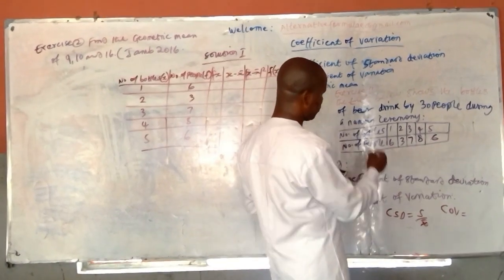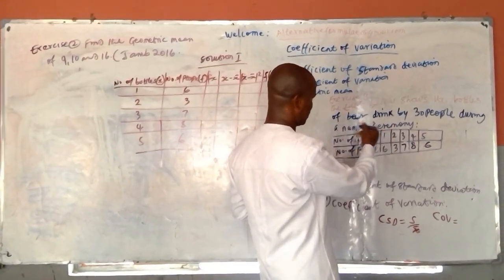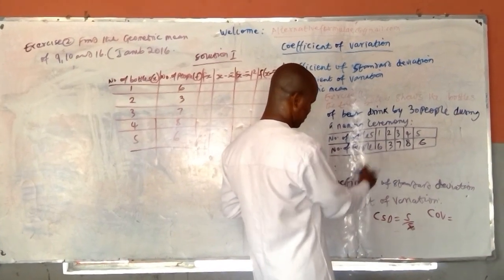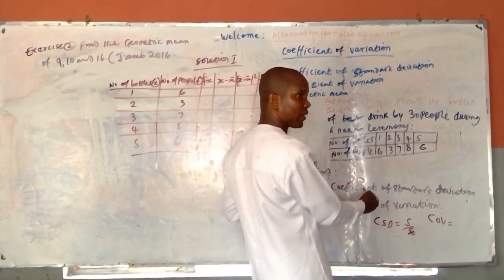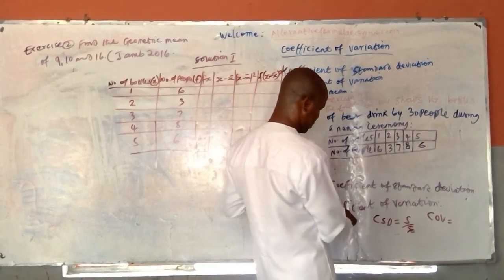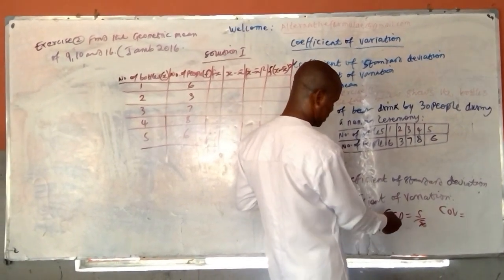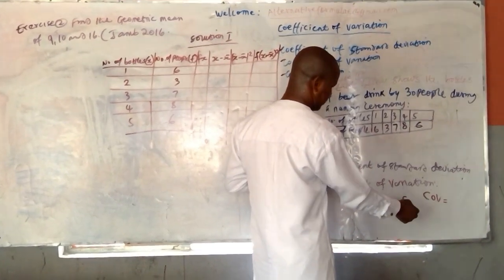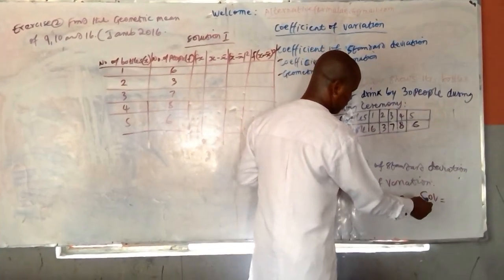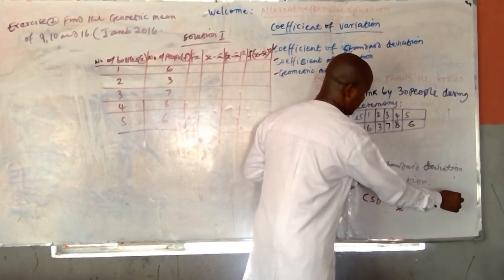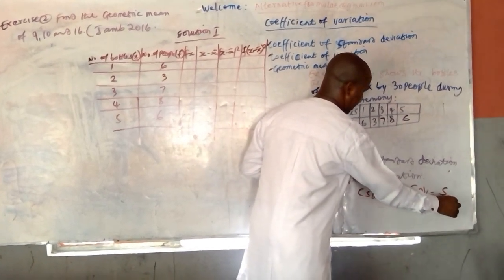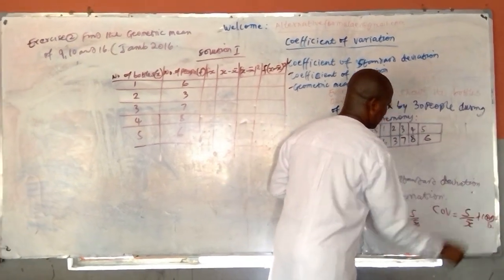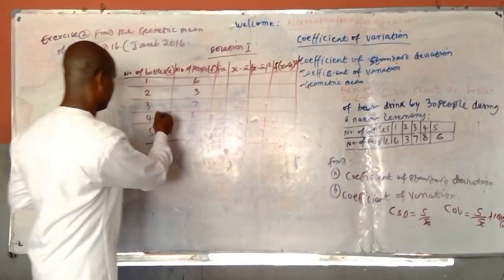First question: you are given that the table below shows the total bottles of beer drank by 30 people during a naming ceremony. This is the table. From the table, you are asked to find the coefficient of standard deviation and the coefficient of variation. Please note that this formula is the coefficient of standard deviation: s all over x bar. Then for coefficient of variation, you have s all over x bar times 100%. Please take note.